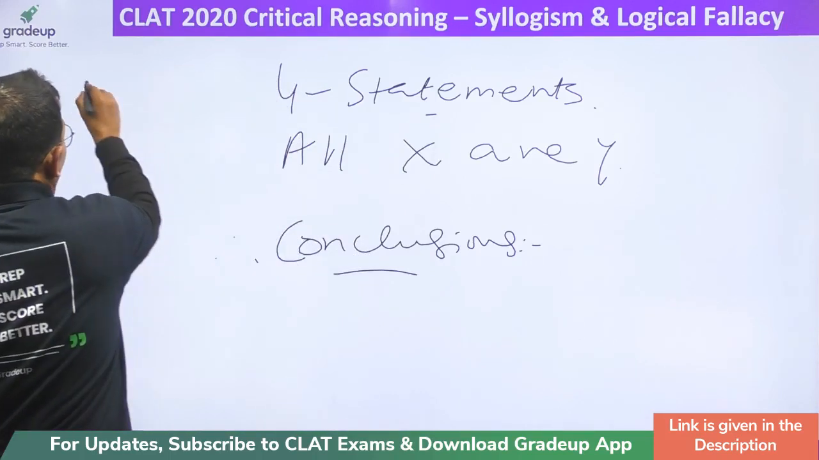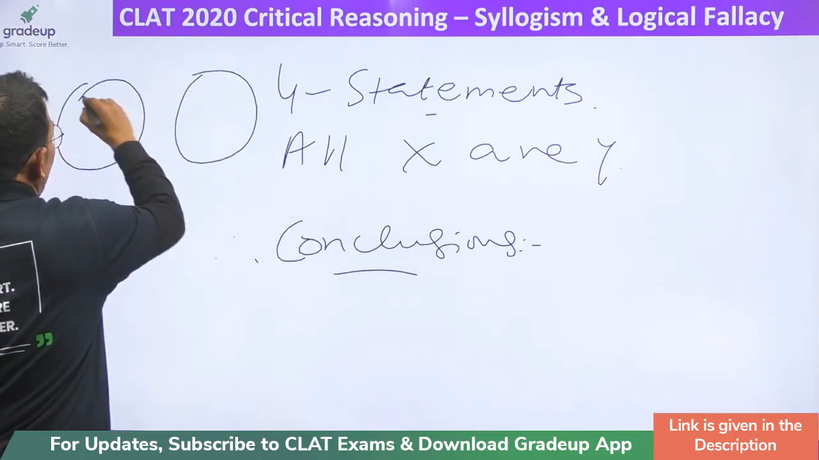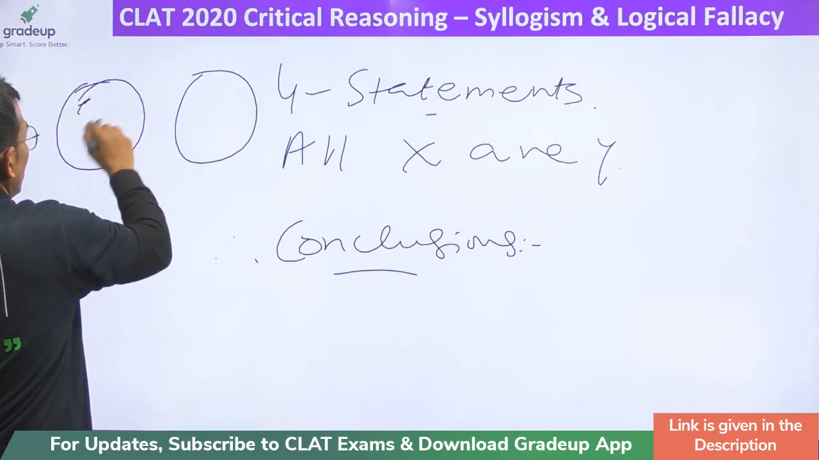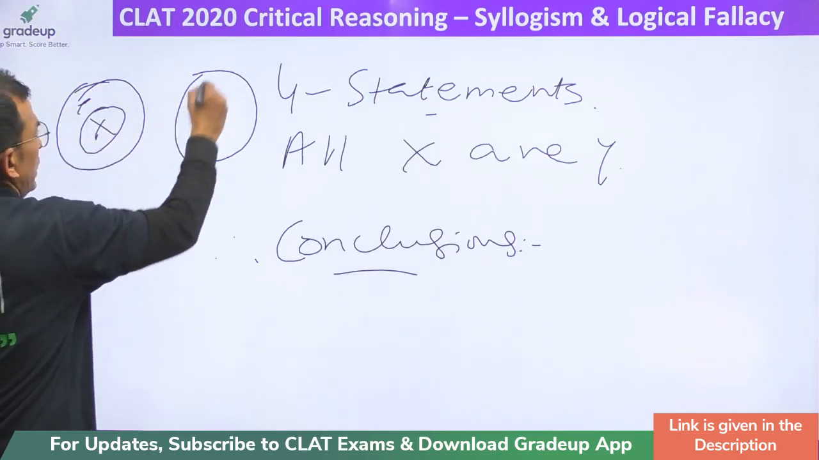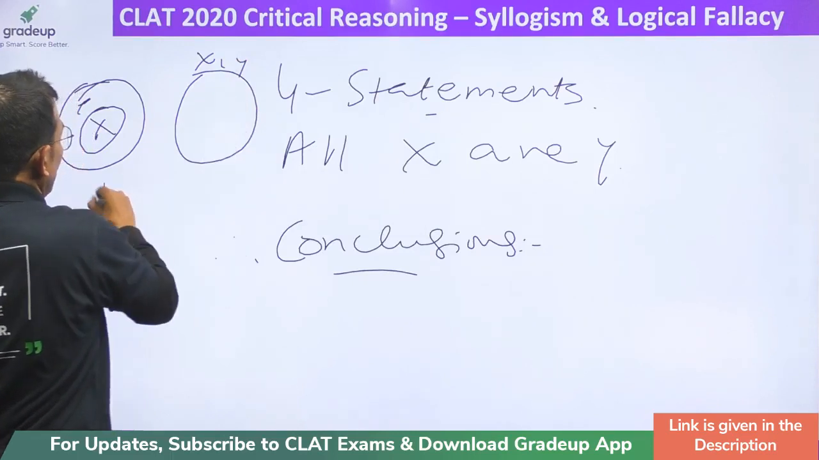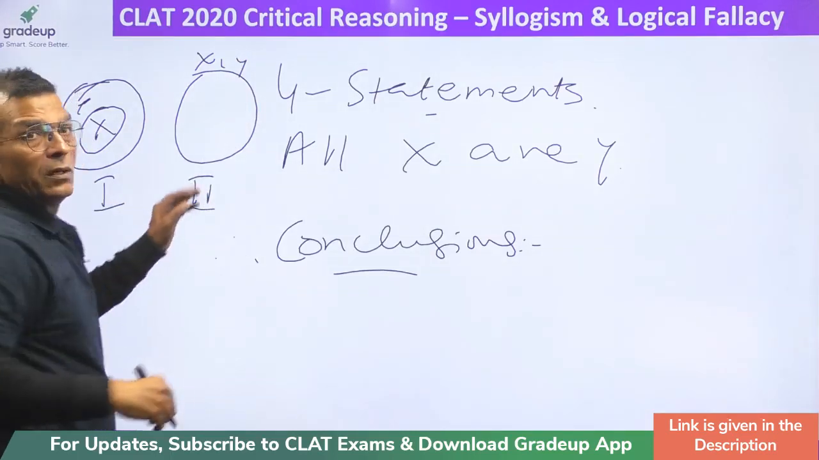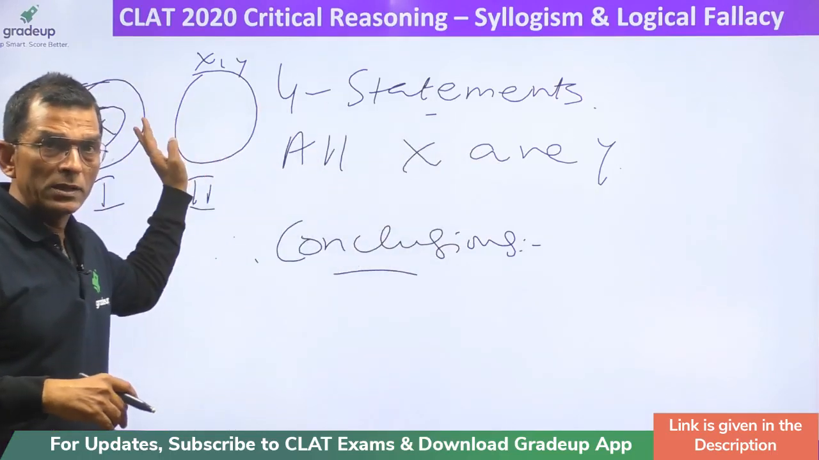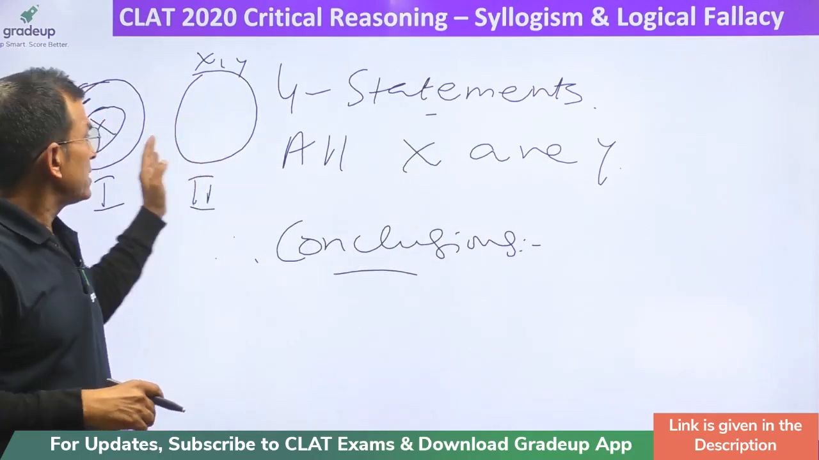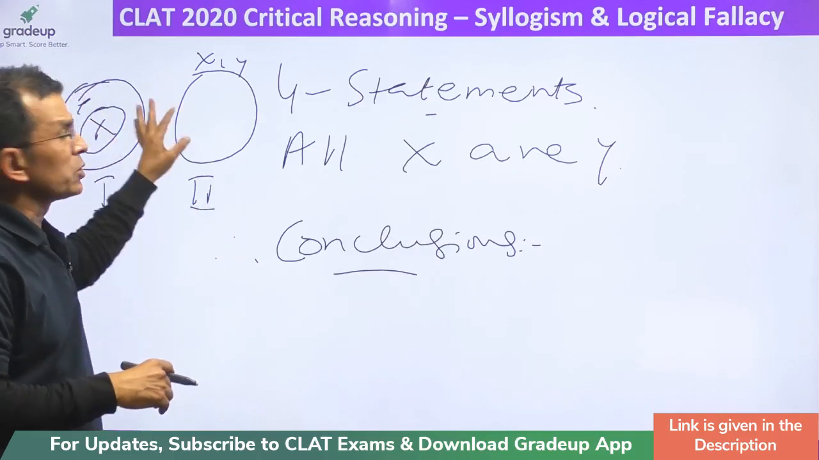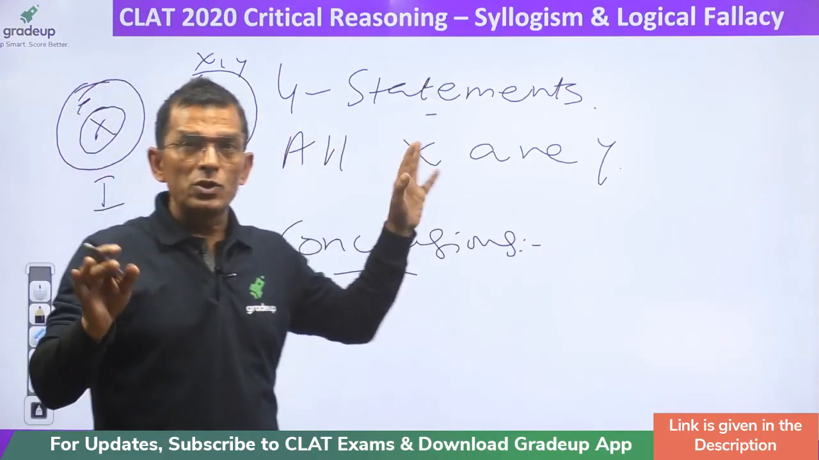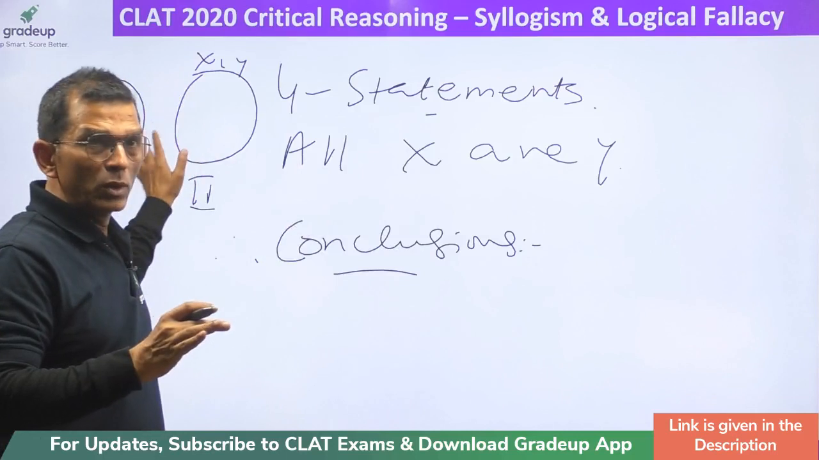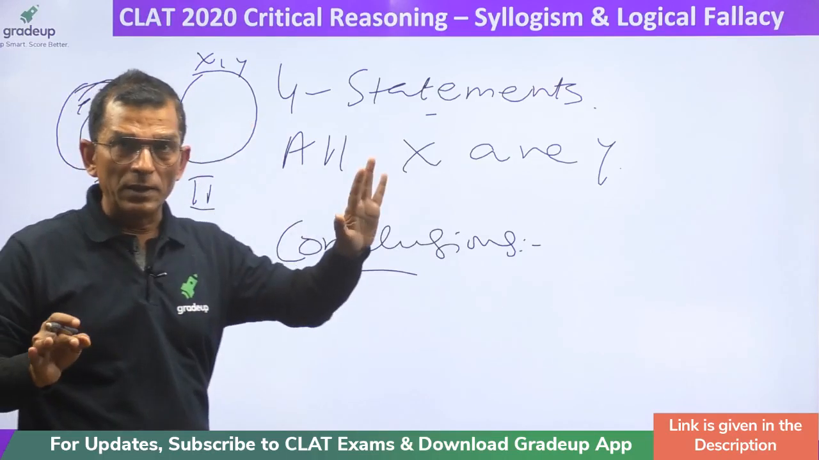Look at this. I said there are two ways of depicting this particular statement. All x are y is this way, or all x are y is this way. We could illustrate the statement these two ways, right? And then I said, based on this, if I draw conclusions, if the conclusion follows in both the diagrams, then it is definitely true.